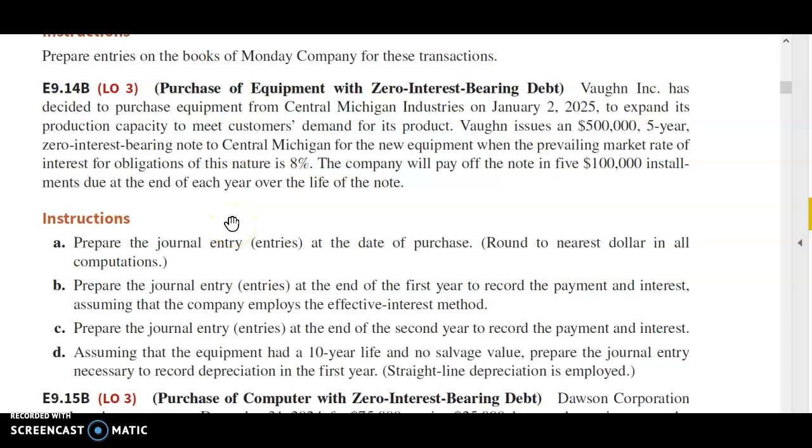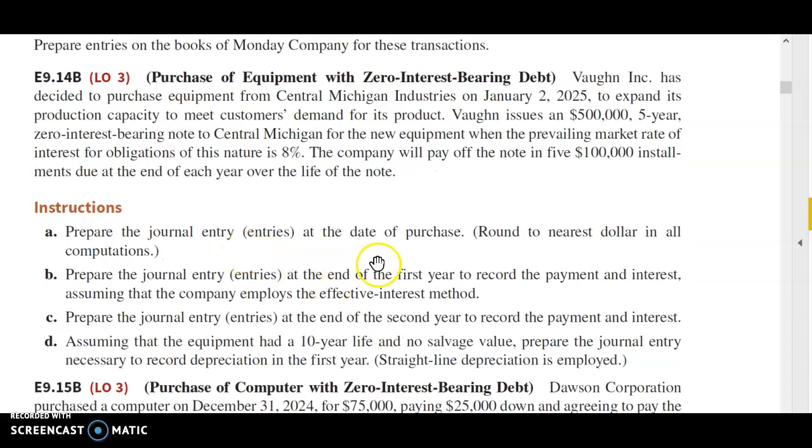Here, Vaughn has decided to purchase equipment from Central Michigan Industries. Vaughn issues a $500,000 5-year zero interest bearing note to Central Michigan for the new equipment when the prevailing market rate is 8%, and the company is going to pay off the loan in 5 $100,000 installments due at the end of each year over the life of the note. We have to prepare the journal entry at the date of purchase, rounding to the nearest dollar in all computations.